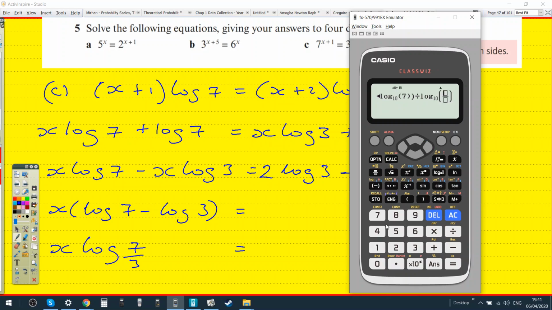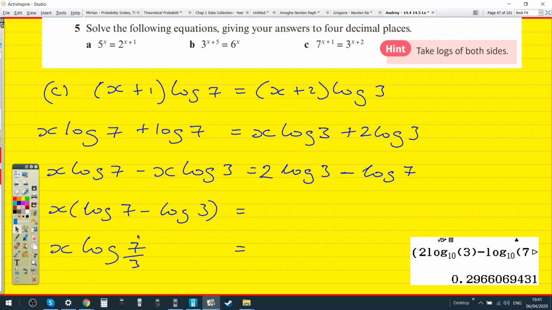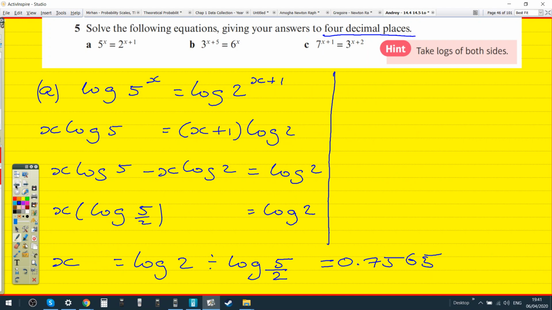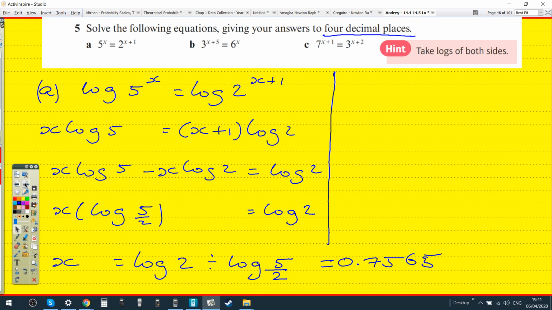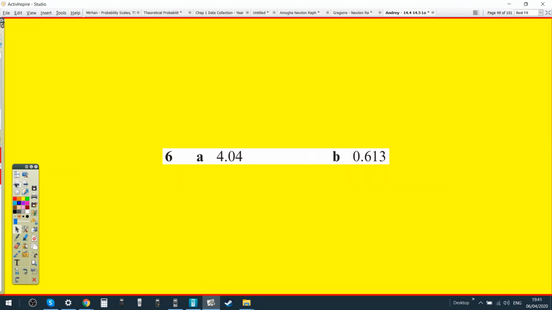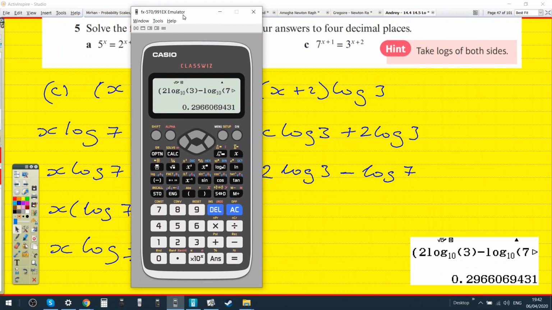So I got x is equal to 0.2966. Looks good to me. And that goes there. One sec. So the answer was back here, was it? Oh, I just moved it around. I'm not sure where I put the answer. Oh well, I'm sure it is correct. And you've done it for the harder one as well. So any questions about those?